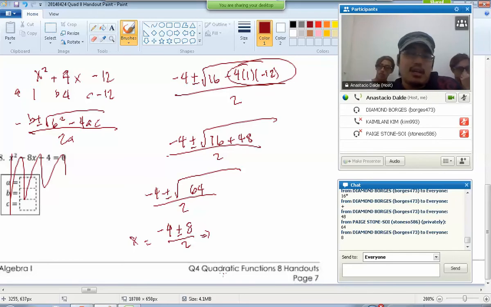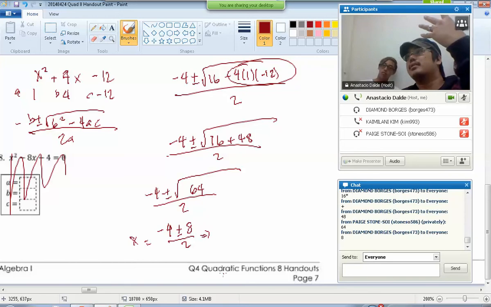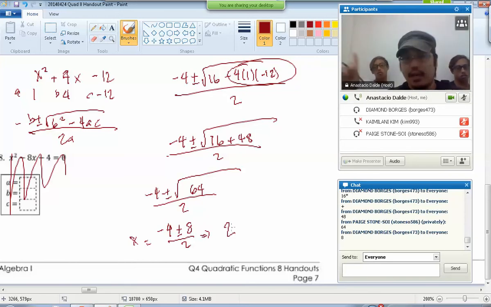All right, negative 4 plus 8. So we know that these are two answers. Let's evaluate it. Let's figure out what they are. Negative 4 plus 8 is 4. Divide that by 2 and you get 2. So one of our answers is 2.